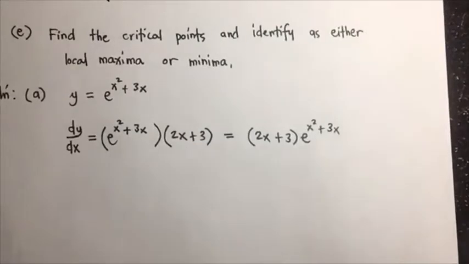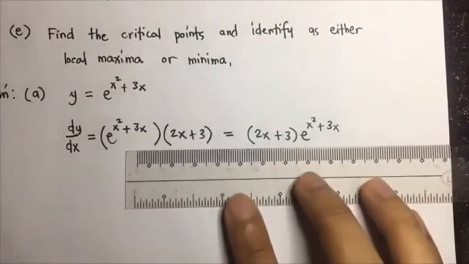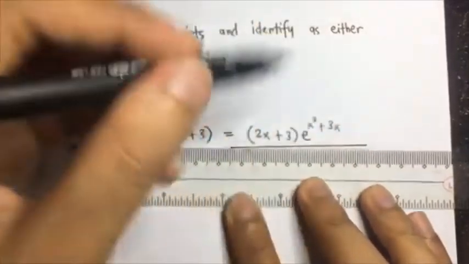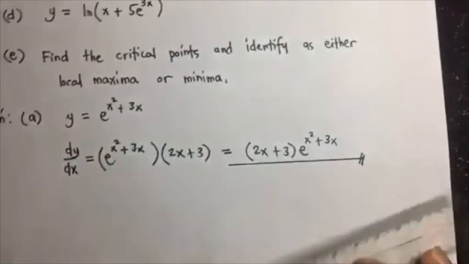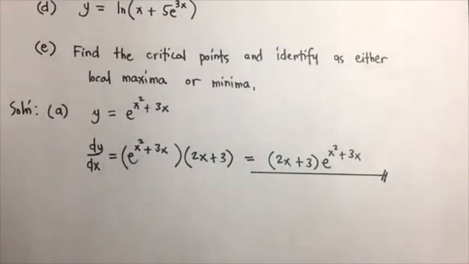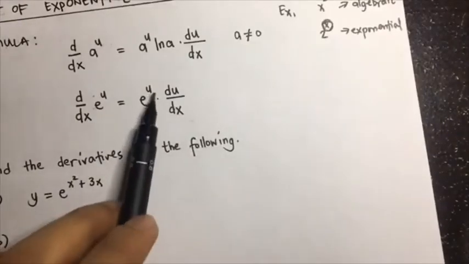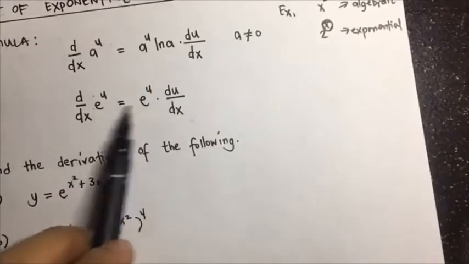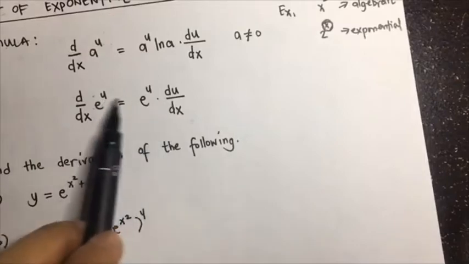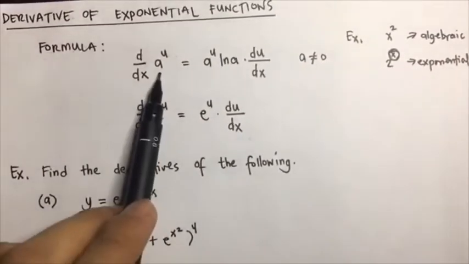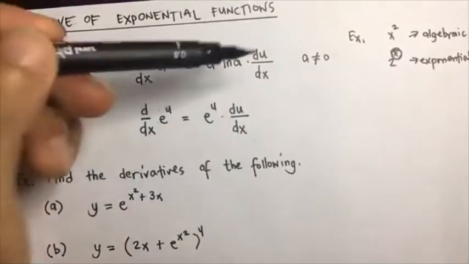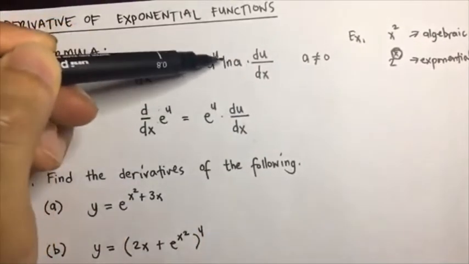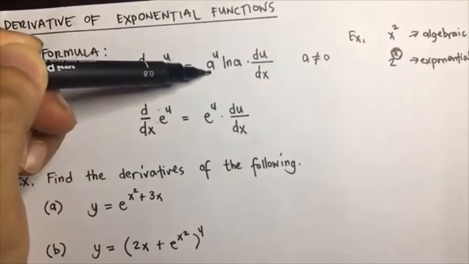Okay, so it's that simple. It's the easiest type of derivative, because you don't have to memorize a lot. All you need to do is copy this and then just multiply it with the derivative of its exponent. Okay, so similar with the first formula, all you need to do is add the natural logarithm of the base.